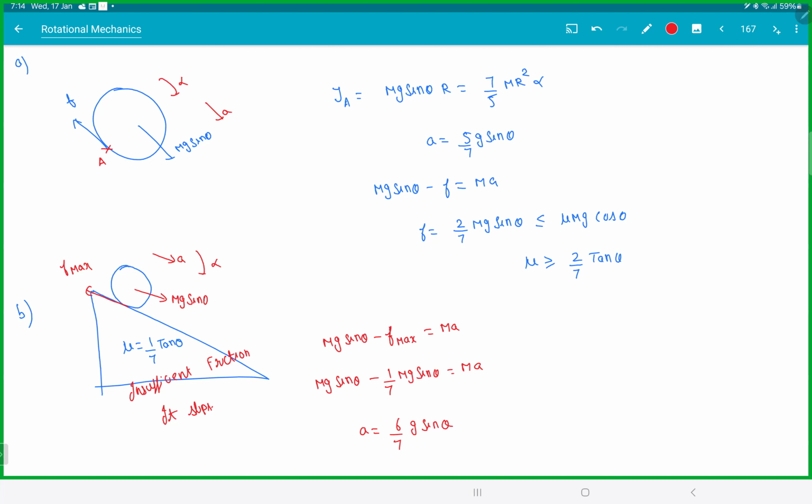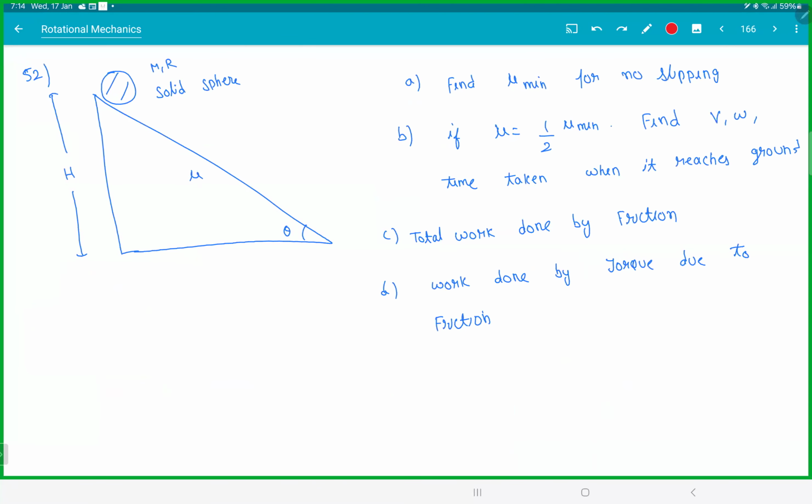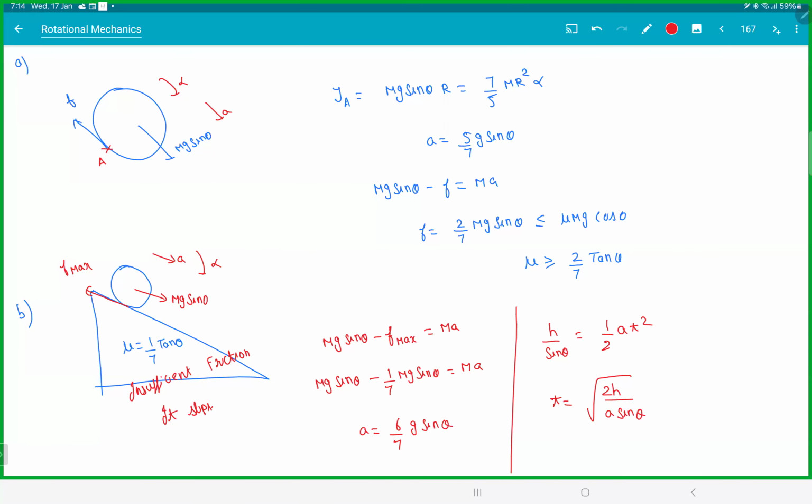How do you find omega and time taken? Time taken is easy. h by sin theta is equal to half a t square. तो टाइम आ जाएगा. Find omega. Find time taken to reach the ground, हो गया. Find total work done by friction. Find work done by torque due to friction. Fine, I'll give another 2 minutes. How do you do that?